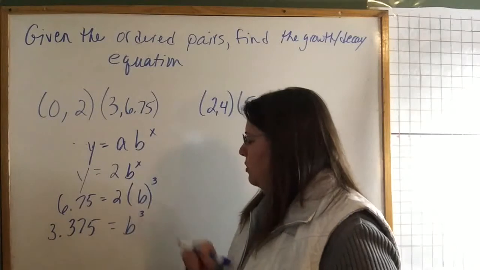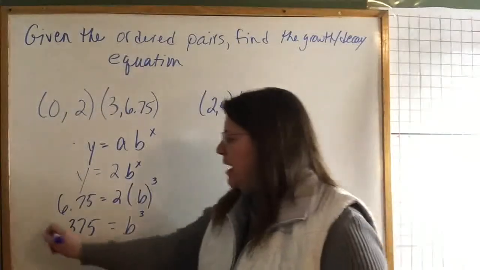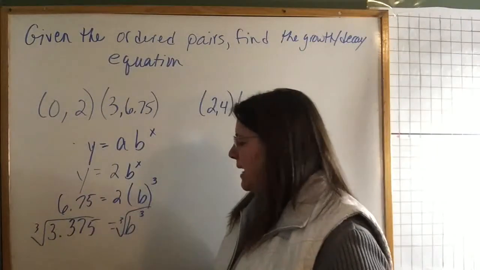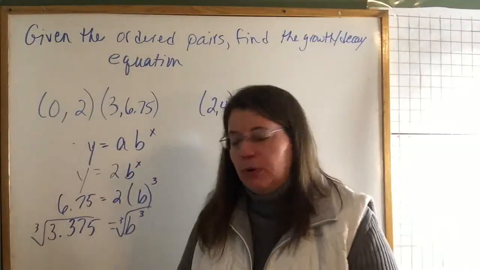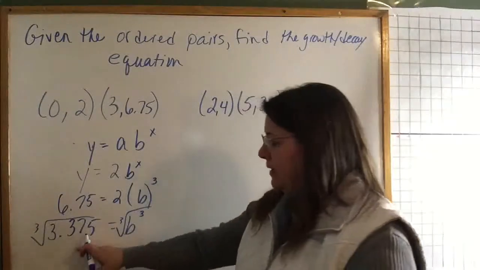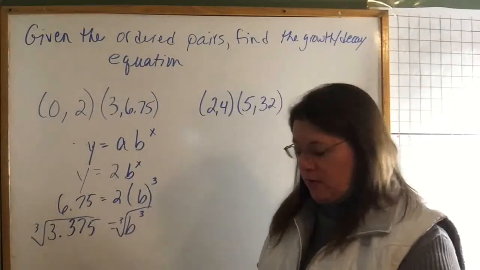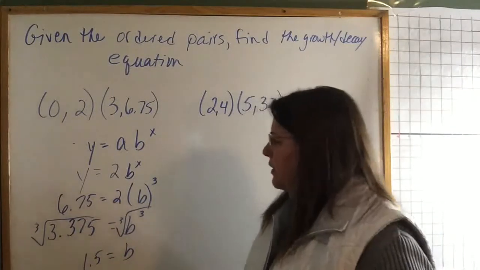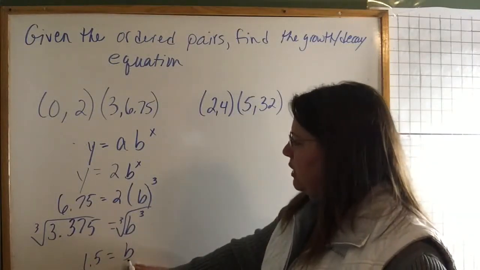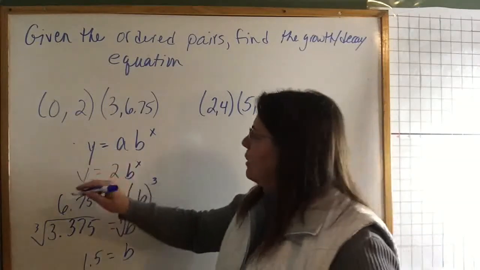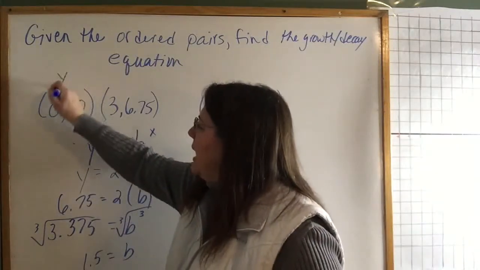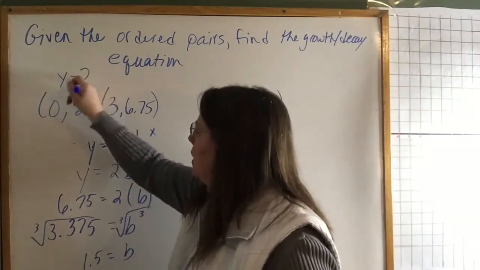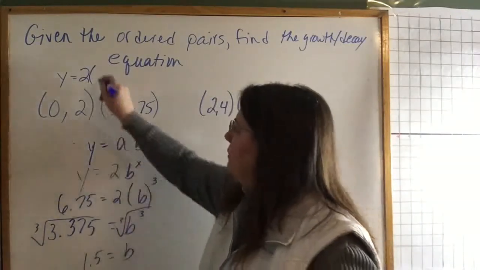That equals b cubed. And then to figure out what b is, I would take the cube root of both sides. And again, I can do that in my calculator. So I'm going to take the cube root of 3.375 in my calculator. I could use Desmos as well. When I do that, I get b equals 1.5. So my exponential equation here would be, I'll just put the answer right here, y equals 2 times 1.5 to the x power.